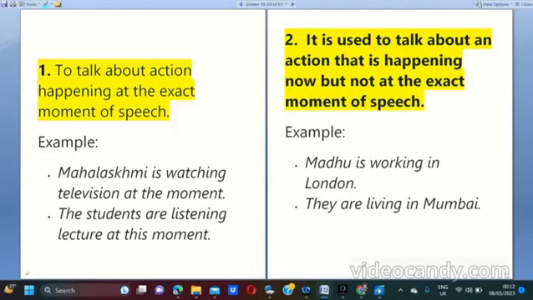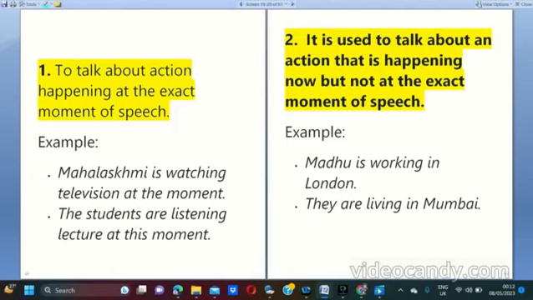What I say at the time, while I'm speaking, she is watching TV. While I'm speaking, so I say to you, at the exact moment of the speech, what is happening? That is what is being spoken by present continuous tense here. Mahalakshmi is watching TV at the exact moment of the speech. At the moment, students are listening to the lecture. Here also, while I'm speaking, they're listening. So I can say that the students are listening to the lecture at this moment.